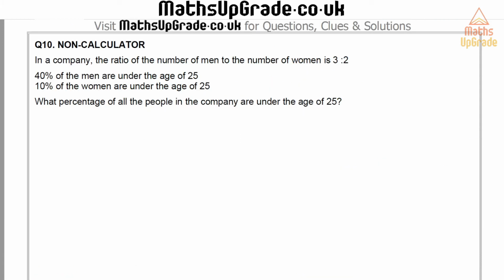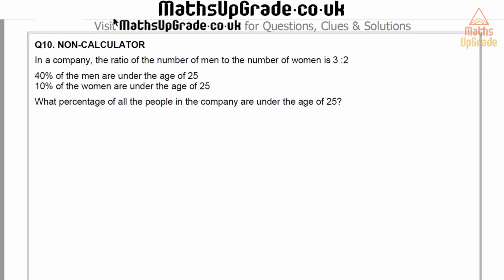Question 10. In a company, the ratio of the number of men to the number of women is 3:2. 40% of the men are under the age of 25. 10% of the women are under the age of 25. What percentage of all the people in the company are under the age of 25? This is a difficult question. The way I'm going to approach this question is using kind of like a tree diagram.